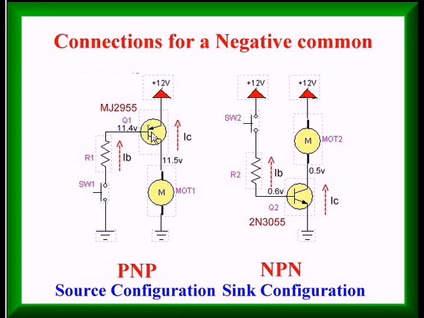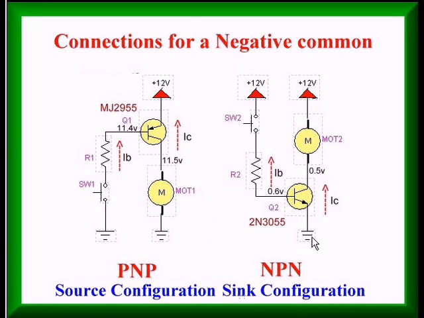The PNP will only operate to a large degree in the source configuration. You notice here's VCC, here's my transistor switch, here's my motor. I press the switch, I have current flow through the resistor, producing a current IB through the base-emitter of the PNP transistor, which switches on the collector-emitter junction. Thus I've got a current flow and my motor runs.